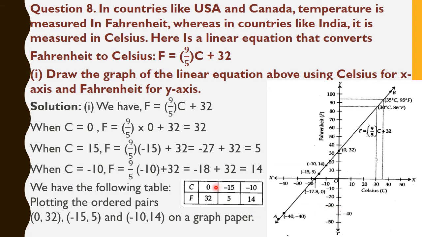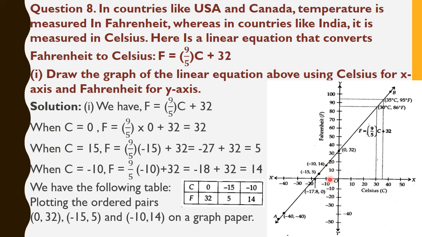Now let us plot the points. 0, 32 we plot right over here. Again, we can take 10 small divisions as 10 units. It will be very useful if we take 10 small divisions as 10 units for this case. Next, we can plot minus 15, 5. So if you go in the negative direction, minus 15, and 5 in the positive direction. And then we have minus 10, 14, which will be in the positive direction right over here.